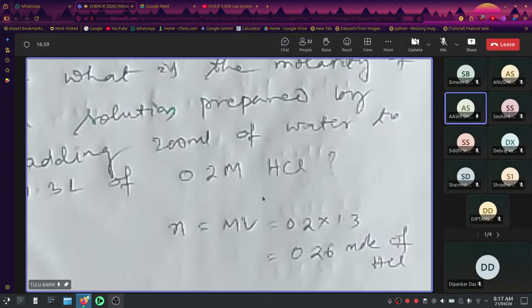Yes, sir. Now for final molarity, you have to find out n by V. So here n is the number of moles of HCl. That is 0.26, at present, you know. But the volume has changed. What was the volume? It was 1.3 liter, and now it is 1.5 liter. So you can get the final value of molarity. Understood? Yes, sir.